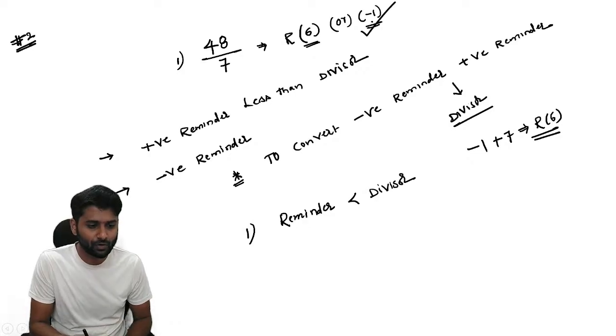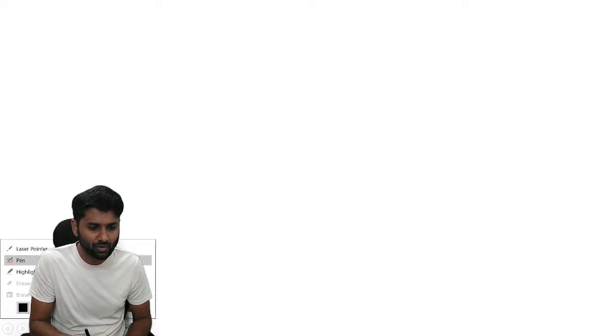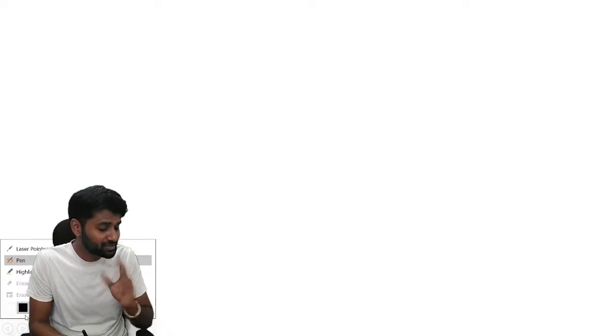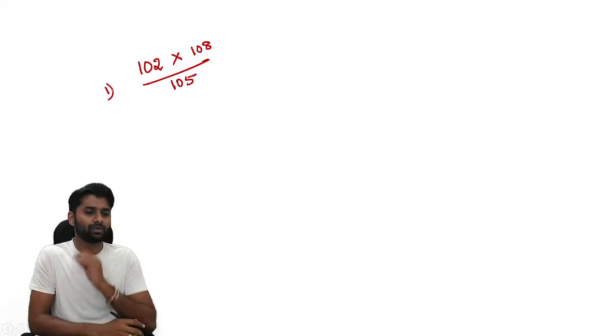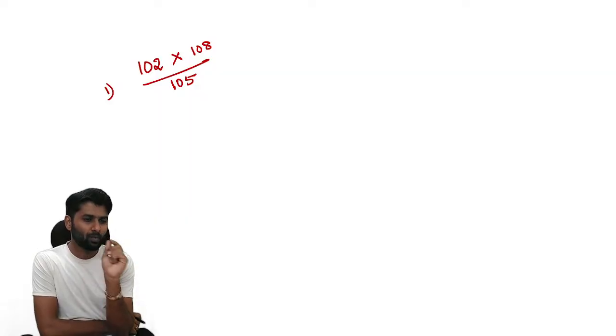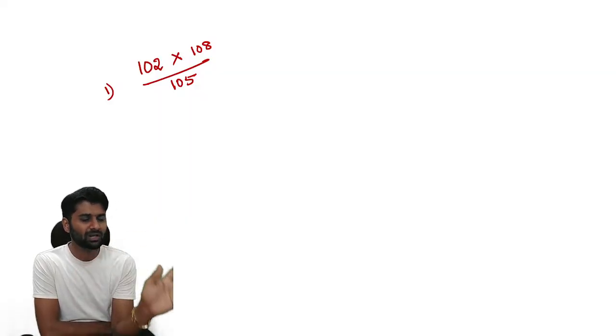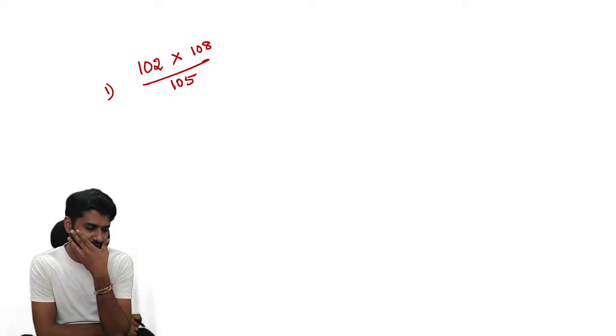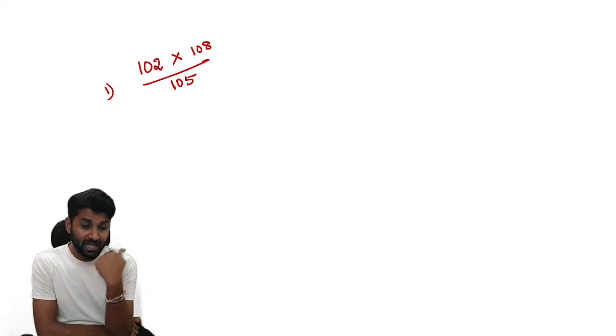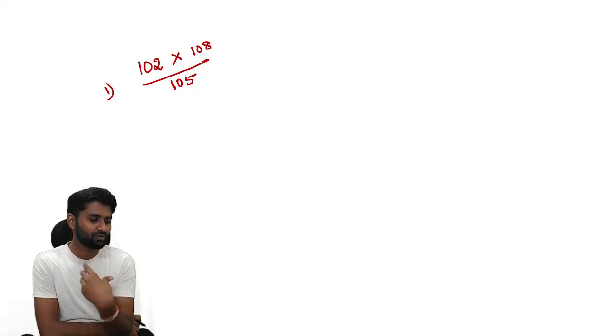Don't worry, guys. If you know these two theories, you can reduce the calculation and answer in an easy way. Let me help you out. If 102 is multiplied with 108 and divided by 105, what is the general approach? We have to identify the dividend. The dividend is the product of 102 into 108. Now you will get one result, and that result should be divided by 105. The 105 is the divisor.